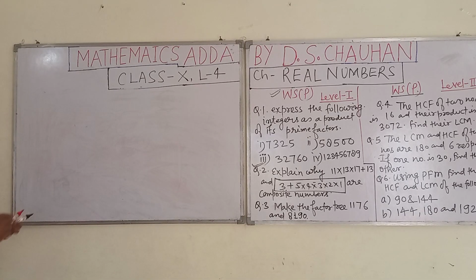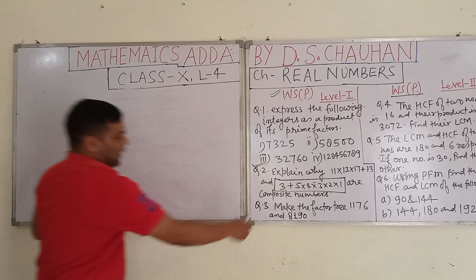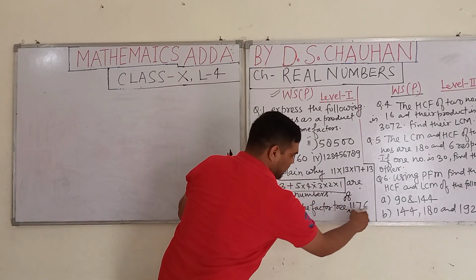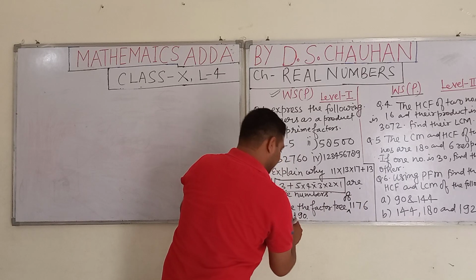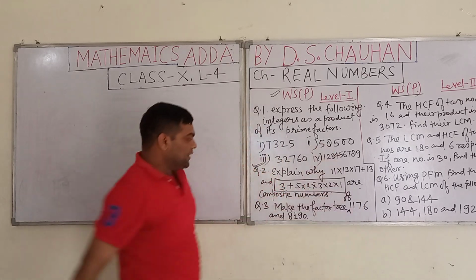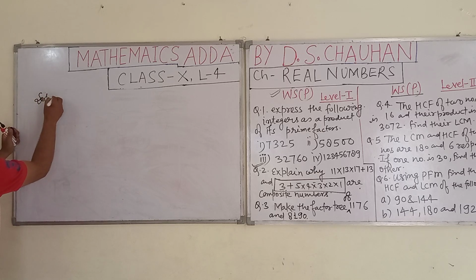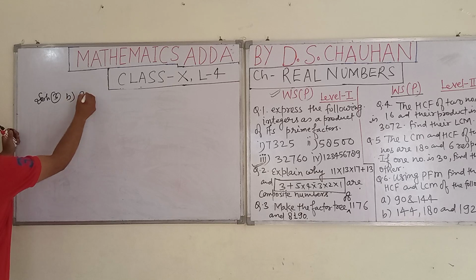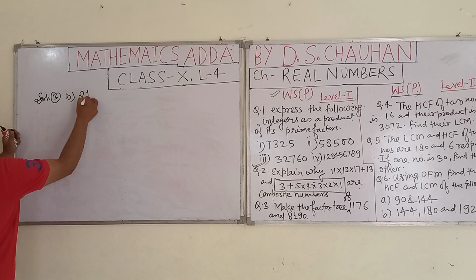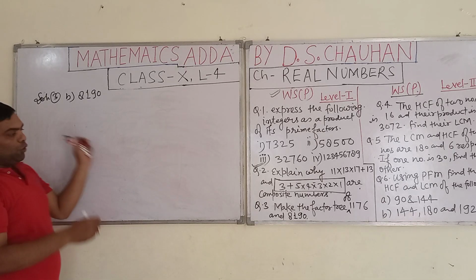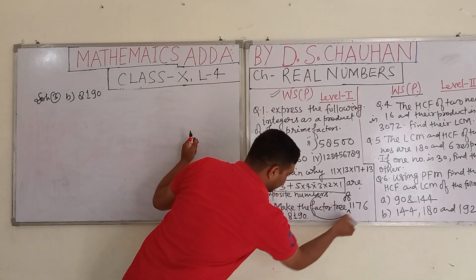See students, here make the factor tree of 1176 and 8190. I am telling you the second part of this problem. It is given 8190. Students, here you have to make a factor tree.